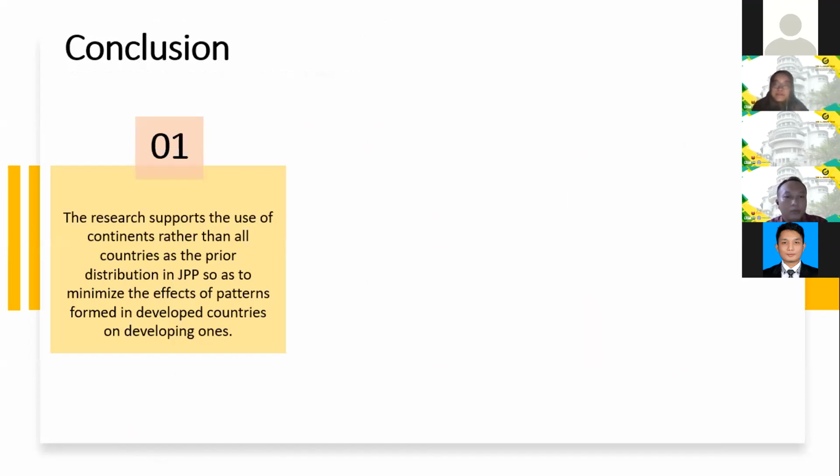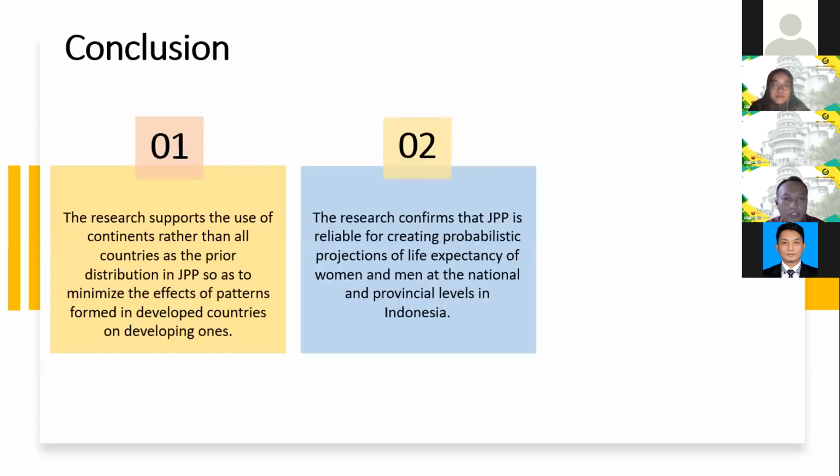First, the research supports that the use of continent rather than all countries as the prior distribution in GPP minimizes the effect of patterns from developed countries on developing ones. Second, this research confirmed that GPP is reliable for creating probabilistic projections of life expectancy of women and men at the national and provincial level in Indonesia.